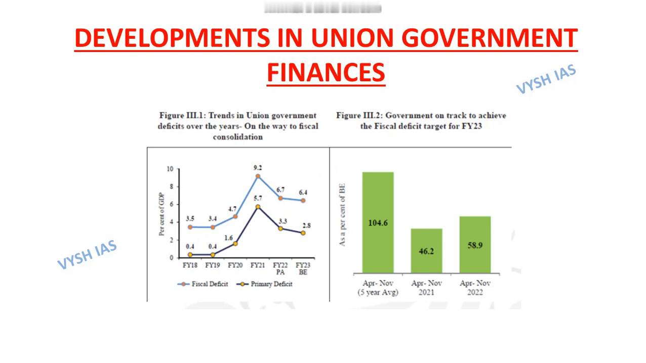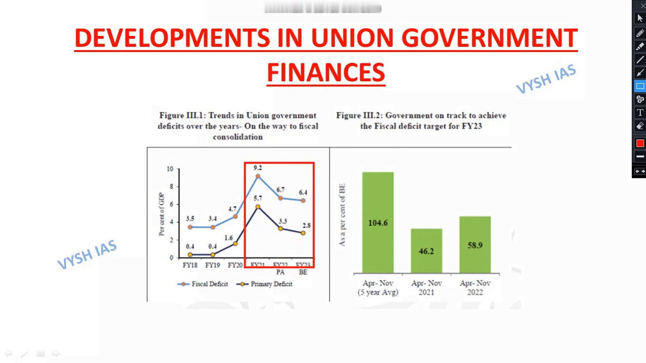The same explanation applies to this. If we consider from financial year 18 to financial year 23, the primary deficit is not constantly increasing, not constantly decreasing, so both statements will be false. But if we consider from financial year 21 to financial year 22 and financial year 23, we can see that the fiscal and the primary deficit both are constantly decreasing. So this statement will be true.